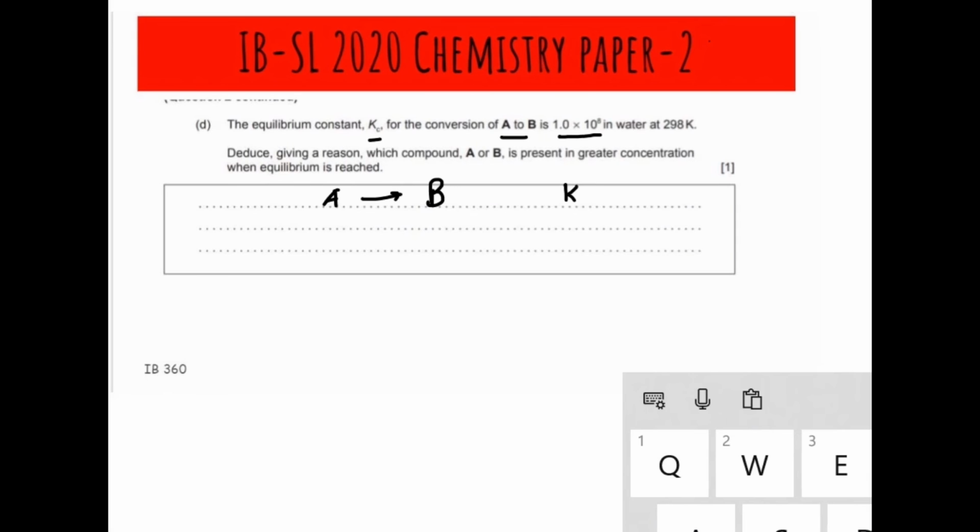We know that if Kc is greater than 1, then products are favored. That means there would be more products. If Kc is less than 1, then there would be more reactants. Now in this case, Kc is much greater than 1, so obviously B is in greater concentration.